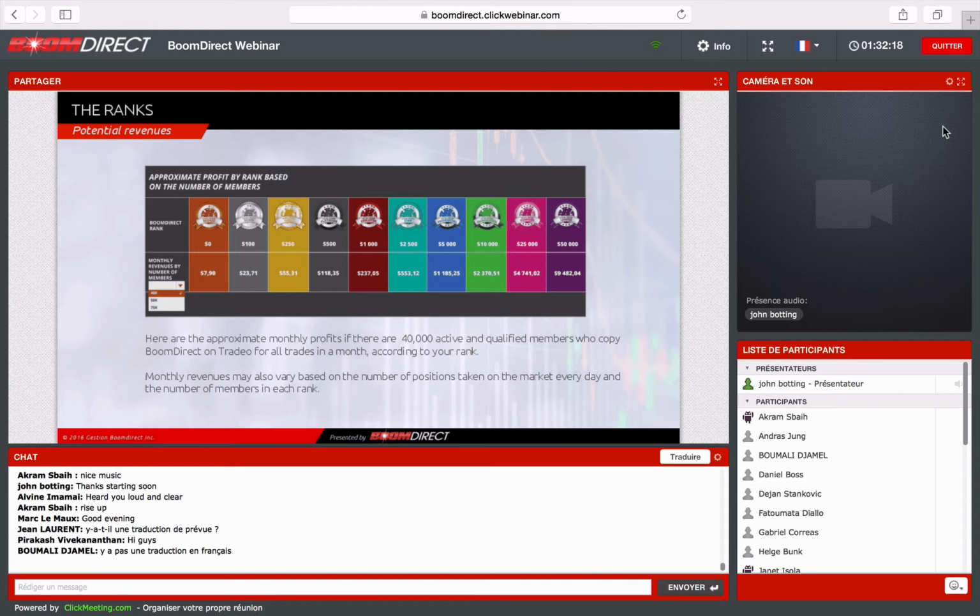Now this shows you the potential revenues that you get on each rank. It is based on 40,000 members who are active and qualified members of Boom Direct, which means that they have registered accounts with Trado, have made a deposit in Trado of at least $50, and have all of their documentation verified. When that happens, you are active and qualified, and that means you will be able to earn commissions from Boom Direct.